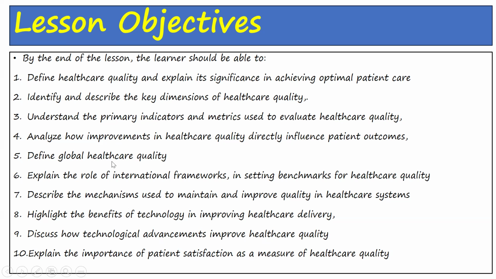Then also define global health quality, explain the role of international frameworks in setting benchmarks for health quality. Then describe the mechanisms used to maintain and improve quality in healthcare systems. Then highlight the benefits of technology in improving healthcare delivery. Then discuss how technological advancement improves healthcare quality. Then lastly, explain the importance of patient satisfaction as a measure of healthcare quality. So these are our lesson's objectives.